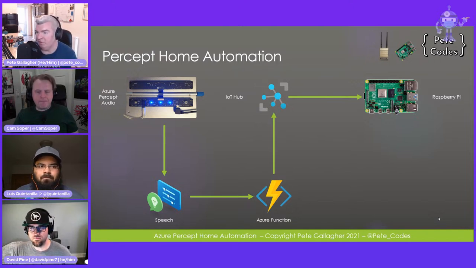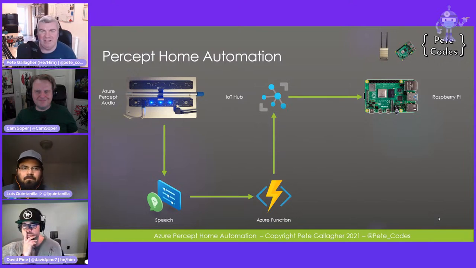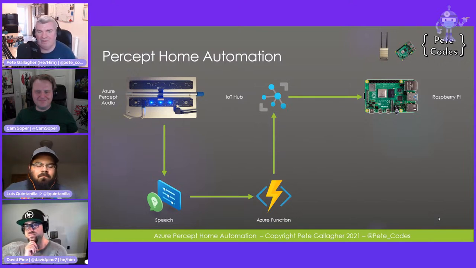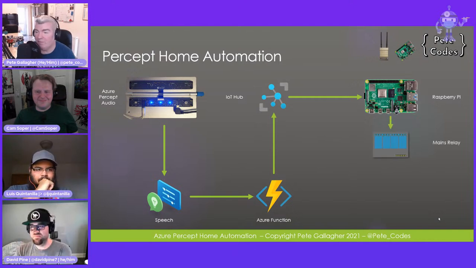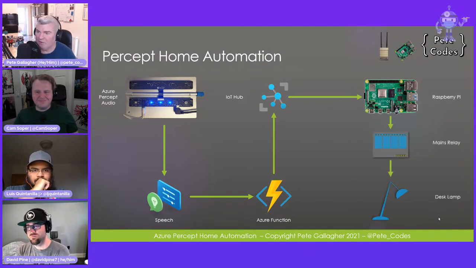Of course, you could do this with any gateway you like, so long as you've got connectivity to some service in Azure. You could go direct from the Azure function if you like, but hey, we're doing IoT. We're going to go through IoT Hub, whether you like it or not. And then from the Raspberry Pi, I've just got a mains relay, and from that, I've hooked a lamp up.